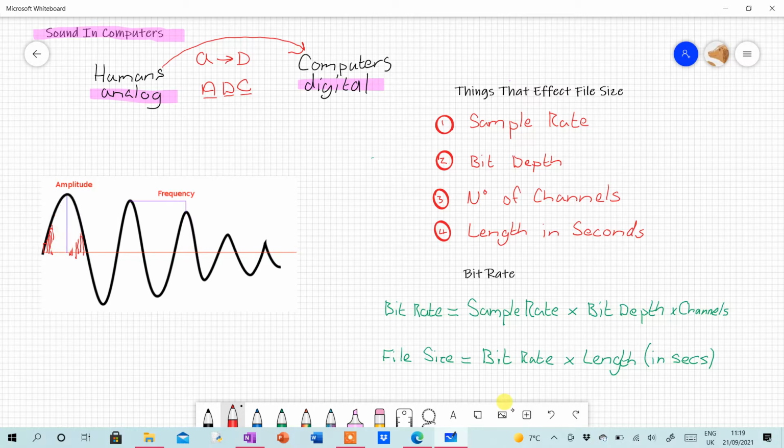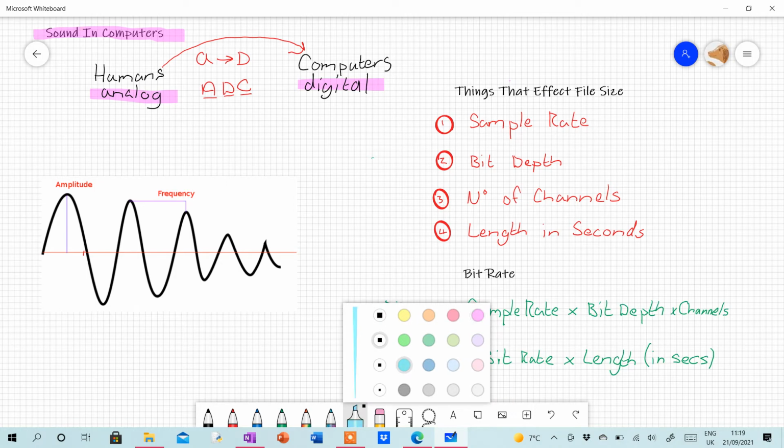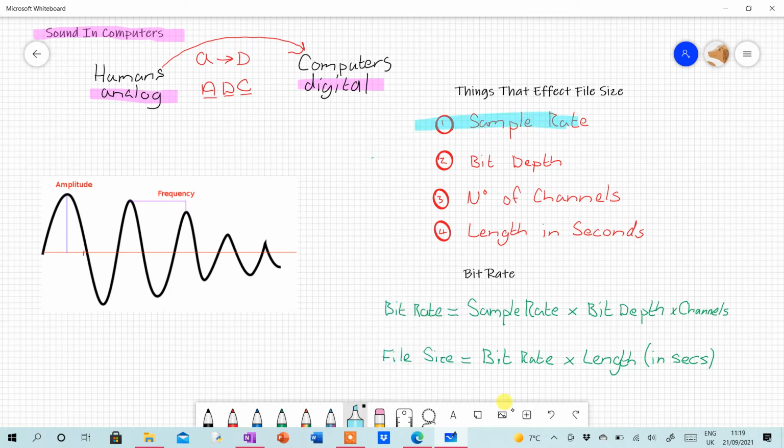Okay, so when we're talking about file size in sound, there are a few things that can make the file size bigger. Alright, number one, the sample rate, and that is what we were just looking at. Okay, when you've got smaller samples, it means there's more samples of them, which means that the file size is going to be bigger because you've got more samples. Okay, number two is the bit depth. Okay, now the bit depth is how many bits we give to each sample. Each sample, not all of them together, each sample.